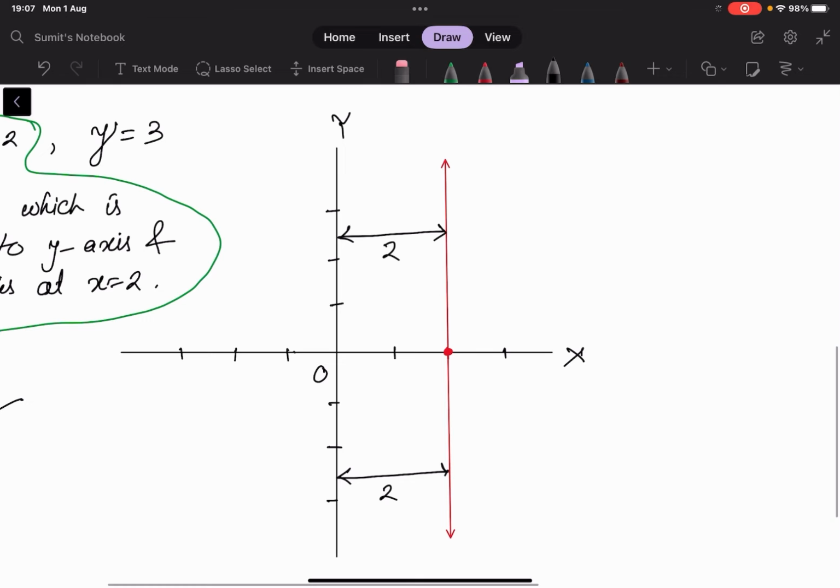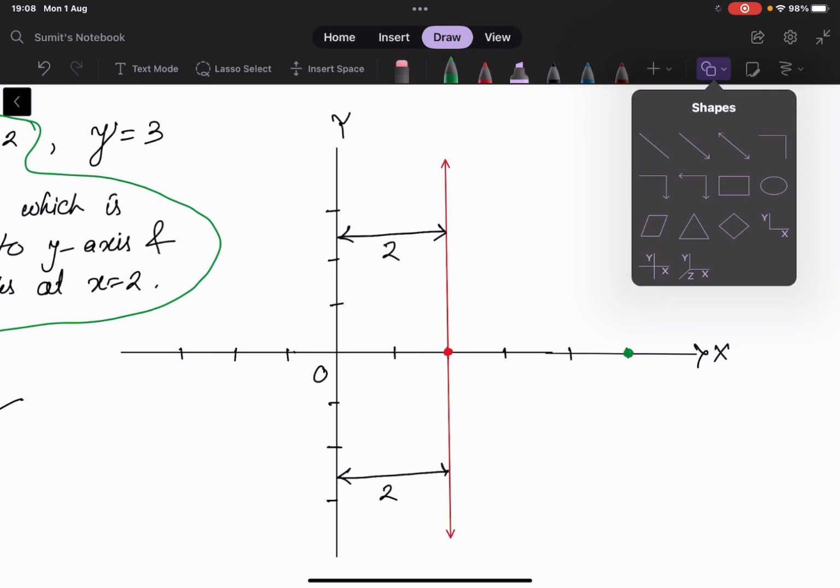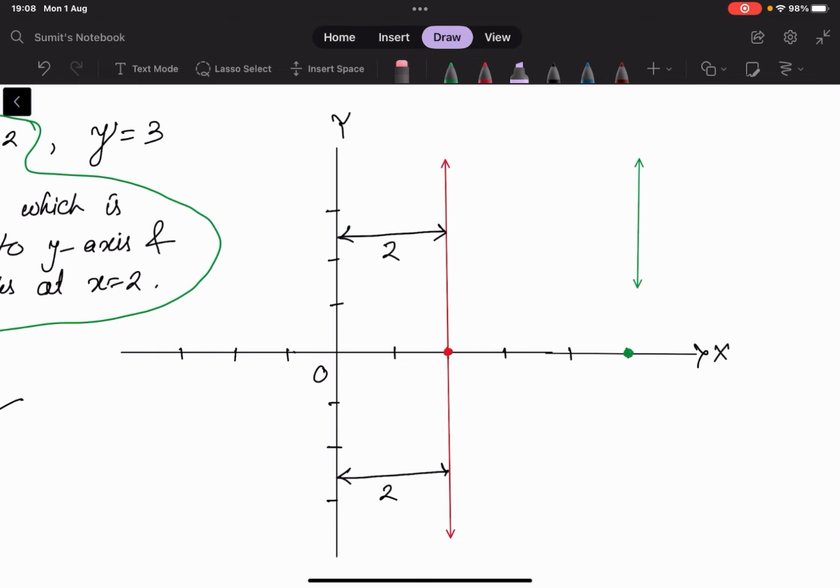Now, suppose x equal to 5. We can extend this line and then write it as the x-axis. So 1, 2, 3, 4 points, then 5 point. So x equal to 5 means that point only that I am highlighting. If you draw a line which passes through that point, that point is the x equal to 5 point.